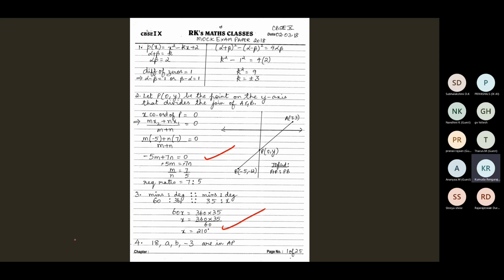This is how I find the central angle. If the minute hand goes through 60 minutes, then the angle covered is 360 degrees. See here, clock. This is the hour hand. This is the minute hand. The minute hand is here at 12. To come back to 12, it has to go 60 minutes.